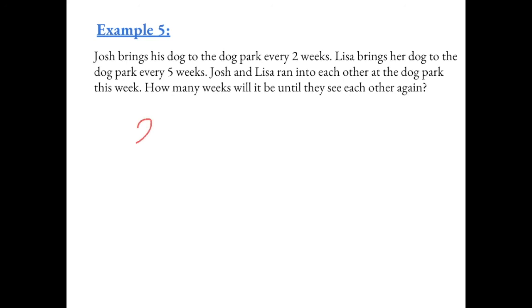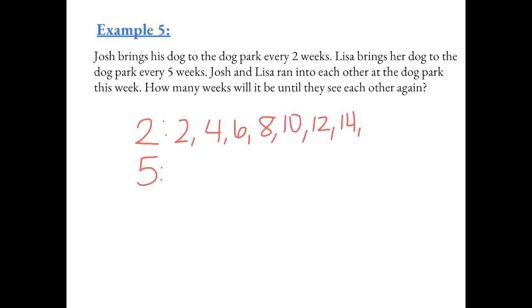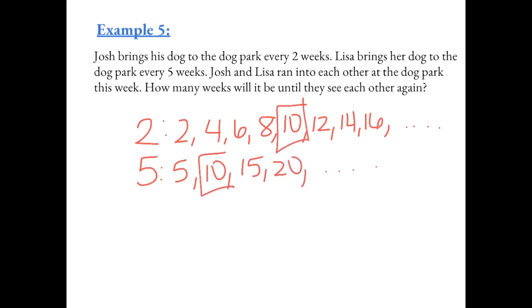So if Josh goes every 2 weeks and Lisa goes every 5 weeks, we want to find the least common multiple between these numbers. Multiples of 2 are 2, 4, 6, 8, 10, 12, 14, 16, and so on. Multiples of 5 are 5, 10, 15, 20, and so on. So the least common multiple between these numbers is 10. That means in 10 weeks, they'll run into each other again.